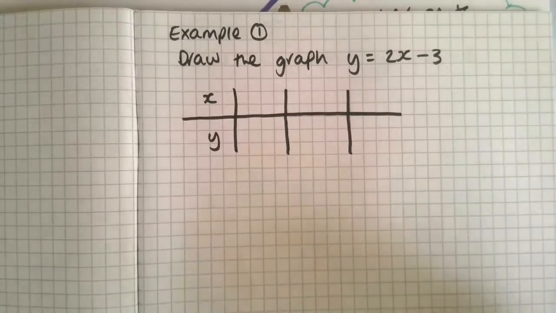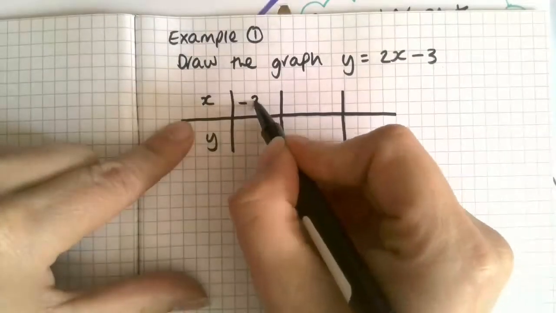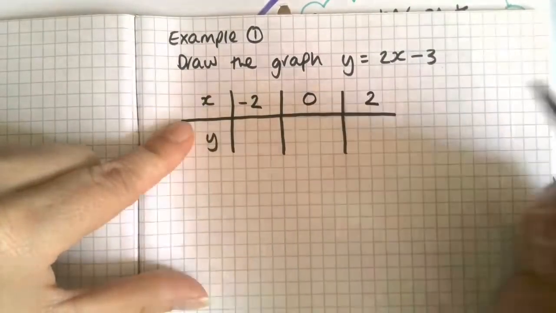One little sneaky thing I do is I would always choose 0 as one of my points, because it makes it nice and easy. Right, so I'm going to choose -2, 0, and 2.